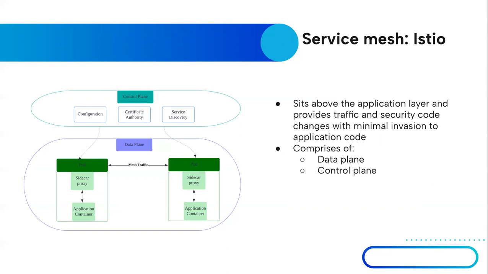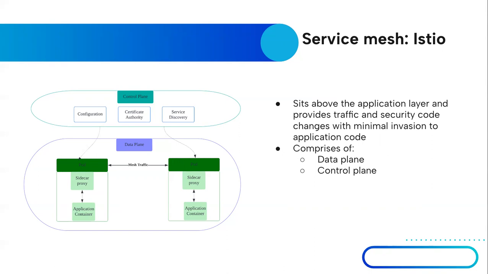As seen in this figure, Istio is driven by two main modules, the data plane and the control plane. The data plane orchestrates the communication between services by injecting a sidecar proxy into each service, which simply intercepts all incoming and outgoing traffic for a service.